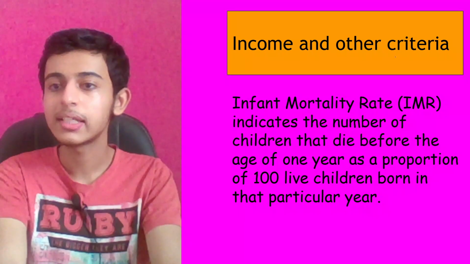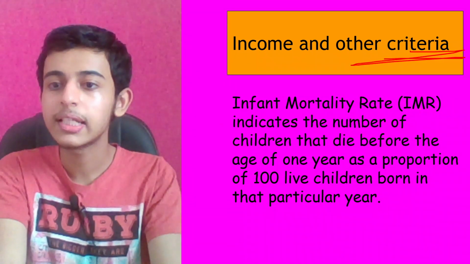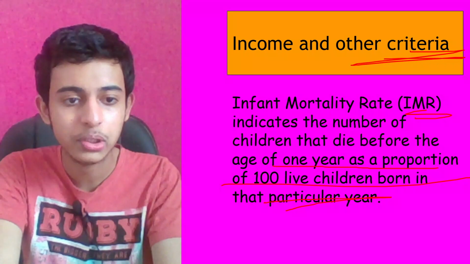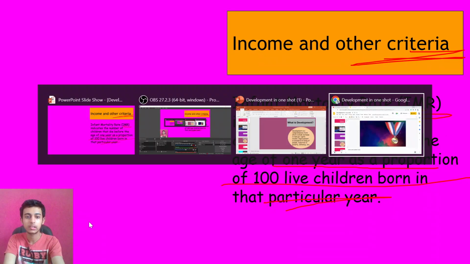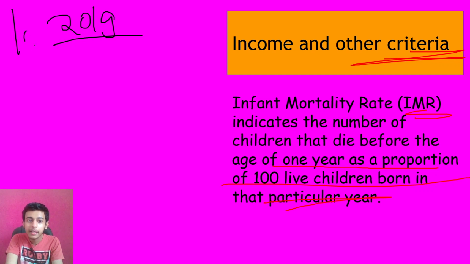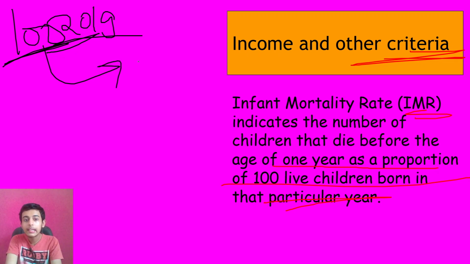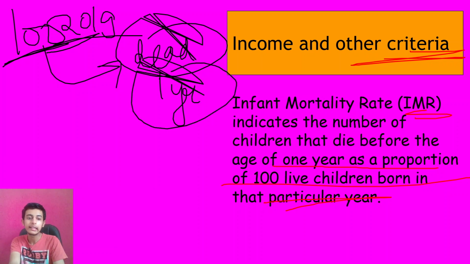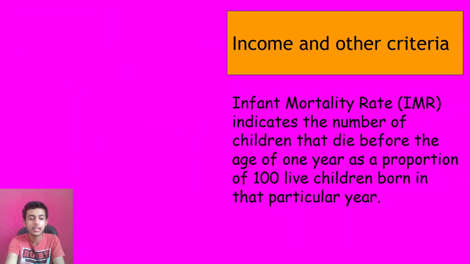Now talking about income and other criteria for comparing the countries. Infant mortality rate, known as IMR, indicates the number of children that die before the age of 1 year as a proportion of 100 live children born in that particular year. Let me explain this concept. What it basically tries to say, let's say एक year है 2019, मैंने लिया है एक year for instance. Now per 100 children, जब भी 100 children born होंगे, उसके बेसिस पर कितने dead हैं, I mean how many children died before the age of 1 year per 100 children. Per 100 children, how many children died? That is what will give you the infant mortality rate.